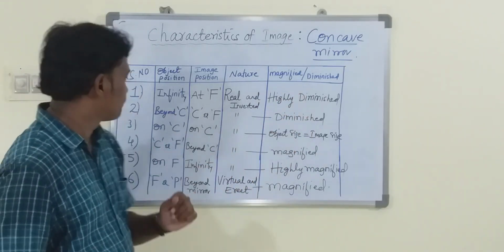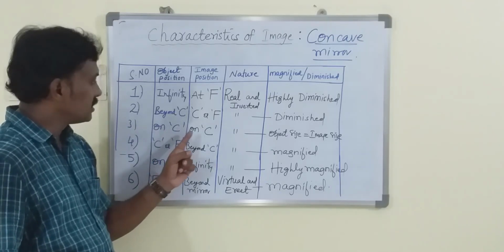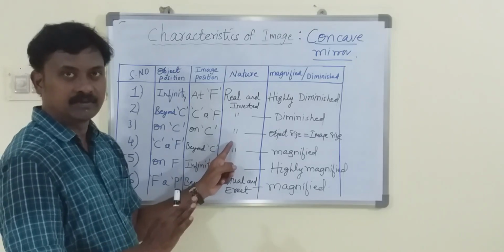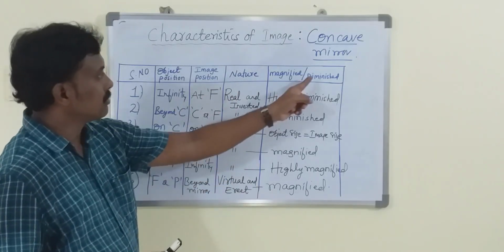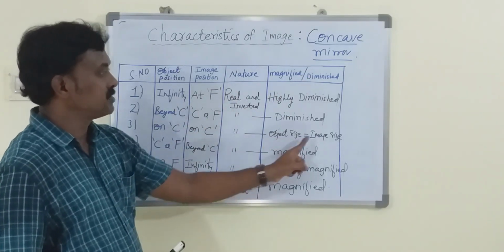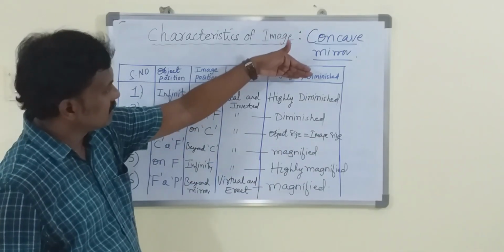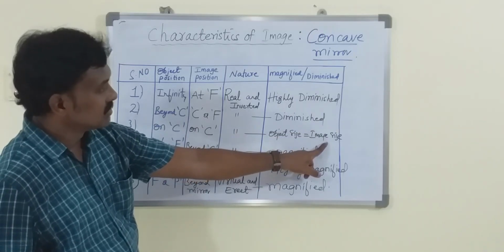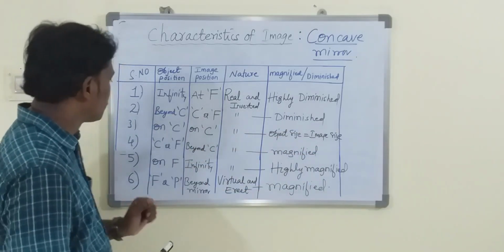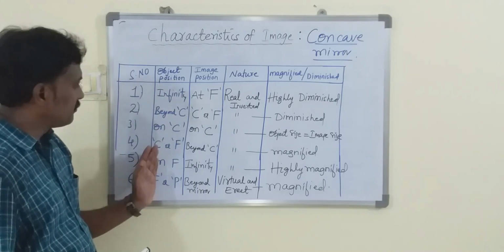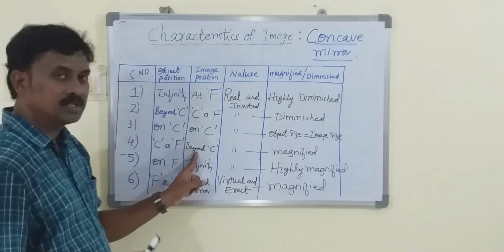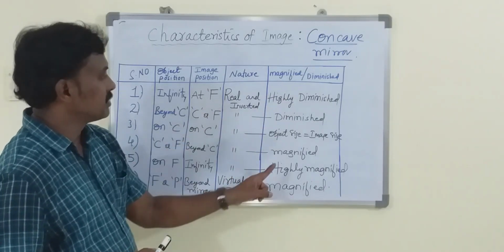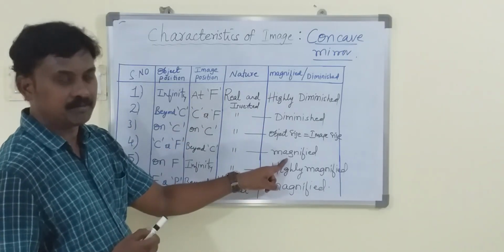Now coming to on C, the image is also on C. And the nature, real and inverted. There is no change in the nature. But coming to the size, object size is equal to image size. So you can see that the size of the image is increasing and it has reached the object size. Now when the object is placed between C and F, the image position is beyond C, the nature is the same, and coming to the size, it's a magnified image.